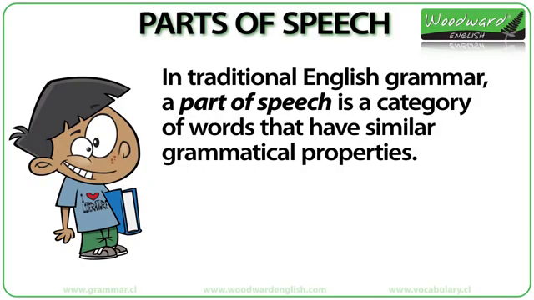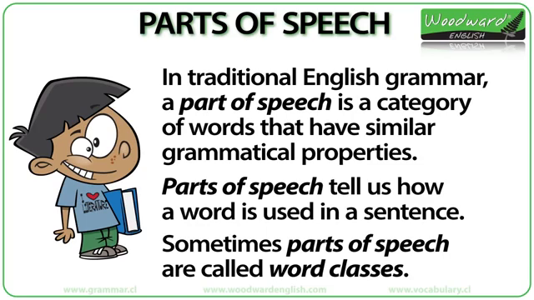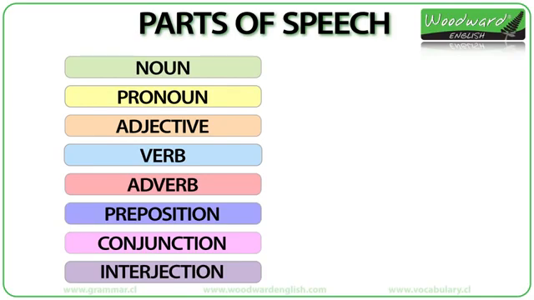In traditional English grammar, a part of speech is a category of words that have similar grammatical properties. Parts of speech tell us how a word is used in a sentence. Sometimes parts of speech are called word classes. There are 8 main parts of speech in English: nouns, pronouns, adjectives, verbs, adverbs, prepositions, conjunctions, and interjections. Each part of speech has a specific use or function.